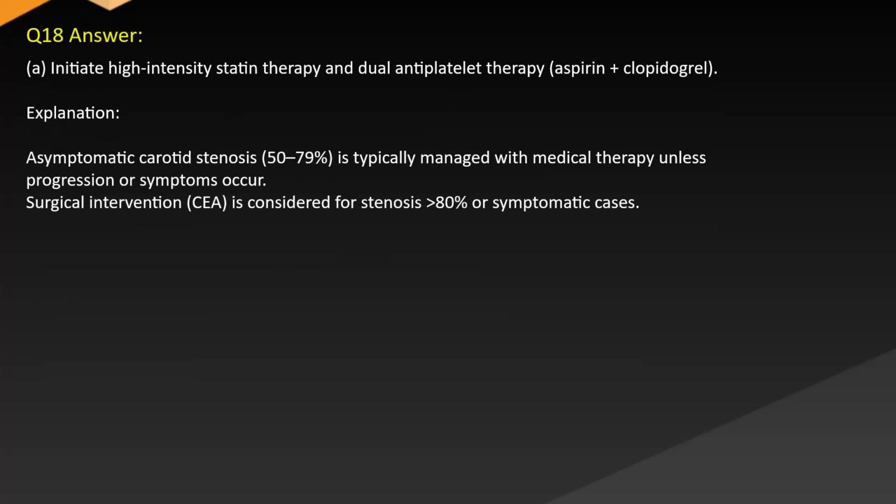Answer: A. Initiate high-intensity statin therapy and dual antiplatelet therapy, aspirin plus clopidogrel. Explanation: asymptomatic carotid stenosis of 50 to 79% is typically managed with medical therapy unless progression or symptoms occur. Surgical intervention is considered for stenosis of 80% or more, or symptomatic cases.